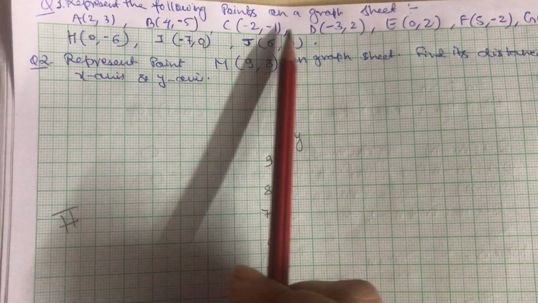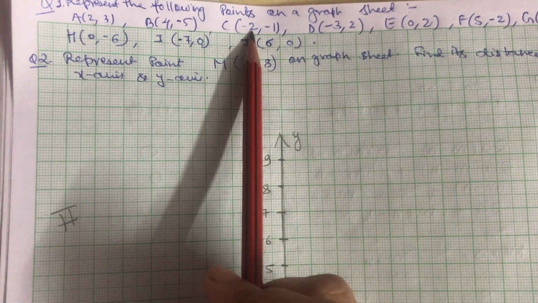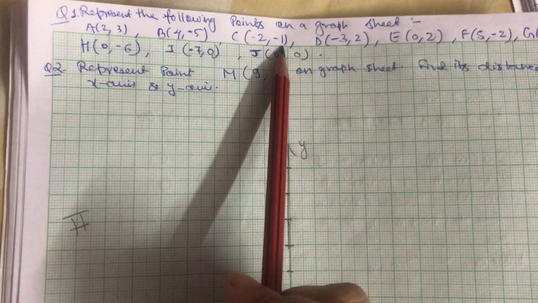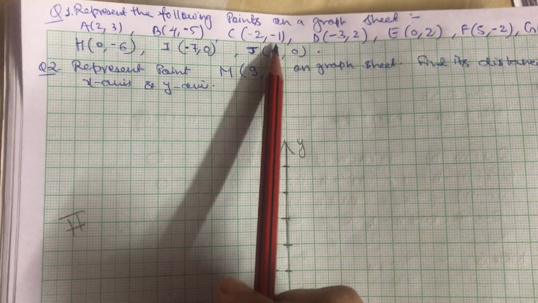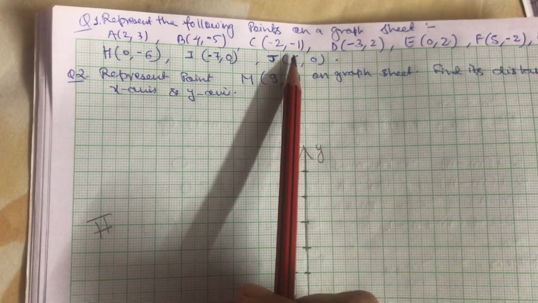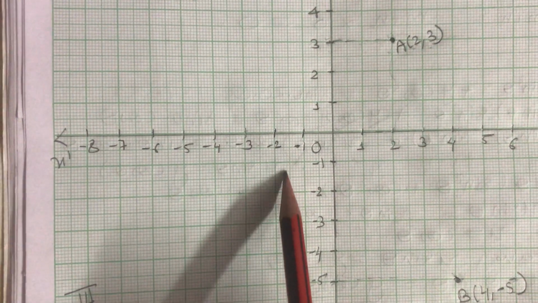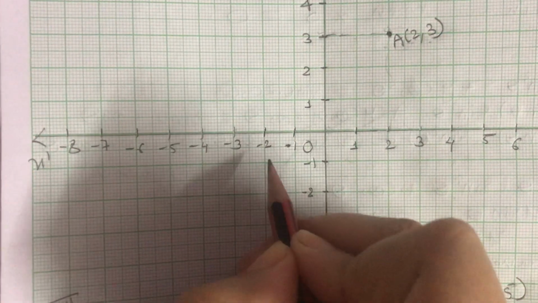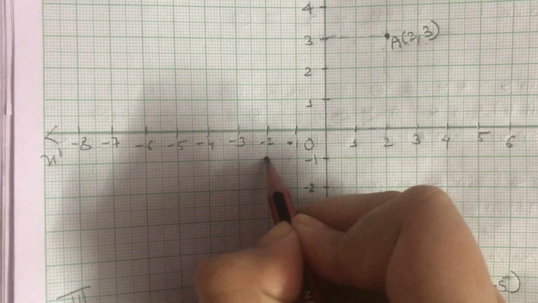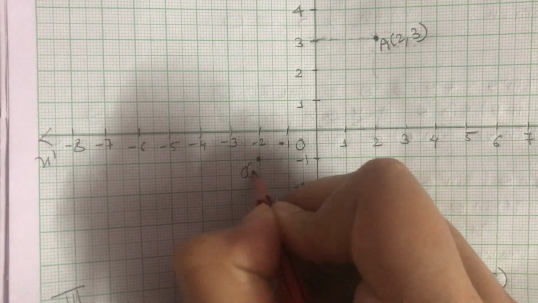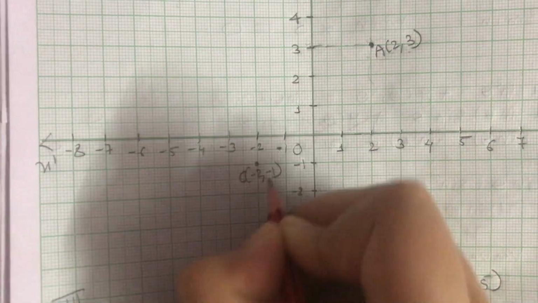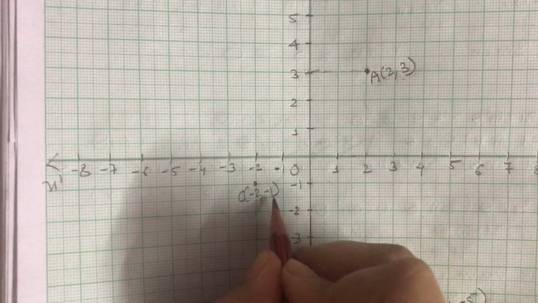Now let's talk about the next point, C. As you can see here, for C the x coordinate is minus and the y coordinate is also minus. So can you tell me in which quadrant it's going to lie? 3rd quadrant. So x equals minus 2 and y equals minus 1, which means it will lie here. So this is my C, in which x equals minus 2, y equals minus 1. Do not forget the coordinates of the points.